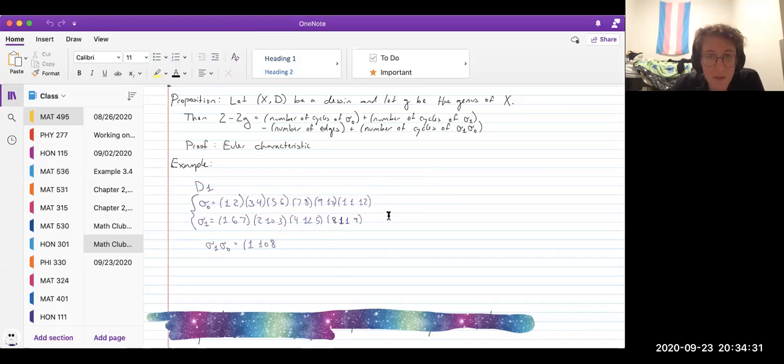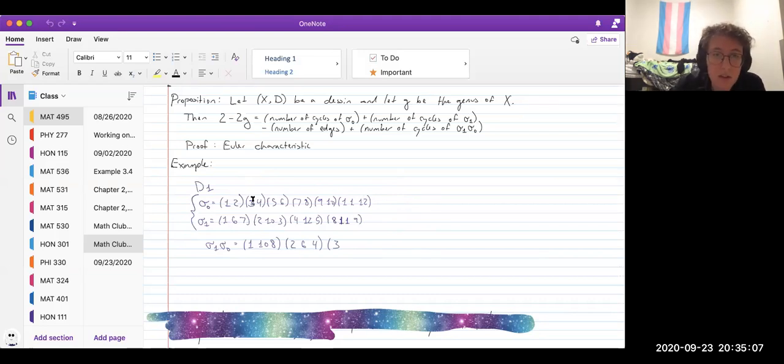Now where does 8 go in sigma 0? 8 goes to 7, and then in sigma 1, 7 goes back to 1, so that's the end of this. Now 2 goes to 1, and then 1 goes to 6, so 2 goes to 6. 6 goes to 5, 5 goes to 4, 4 goes to 3, 3 goes to 2. That's the end of that.